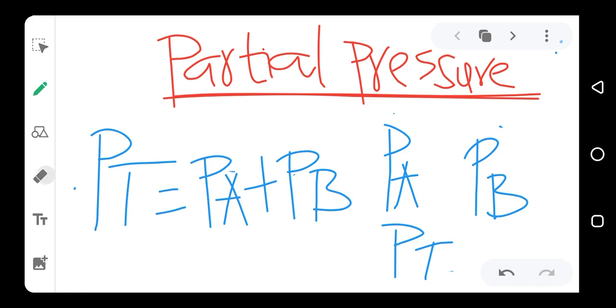Now, I've demonstrated how it can be used to find the pressure of a gas collected over water. That is the dry gas collected over water. When you collect gas over water, it is always mixed with water vapor. So to get the pressure of the dry gas, you subtract the pressure of the water vapor from it.